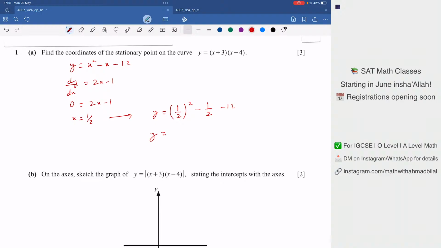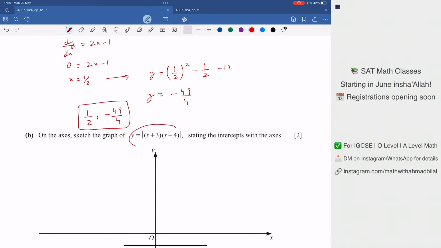That's the corresponding y coordinate. Now the first part was fairly straightforward. The coordinates of the stationary point are 1 over 2 and minus 49 over 4. Okay, now they want us to sketch the graph of this function. It's a modulus function, stating the intercepts with the axes. How do we think about this?